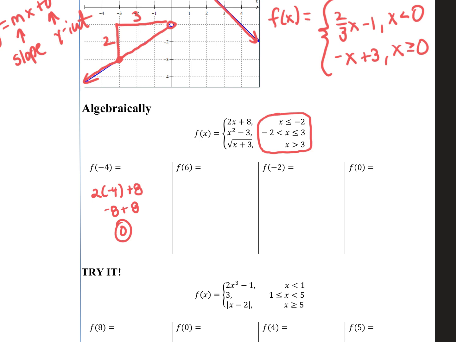Next one is f of 6. Which one of these three functions includes x being 6? That would be the third function, the square root function, square root of x plus 3. I'll substitute 6 in for x. And I get square root of 9, which is 3.